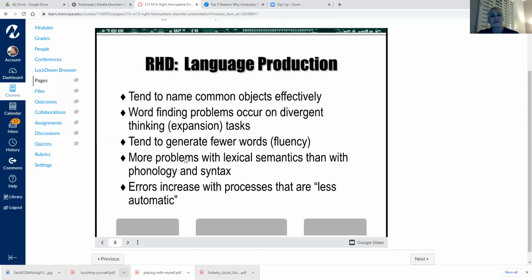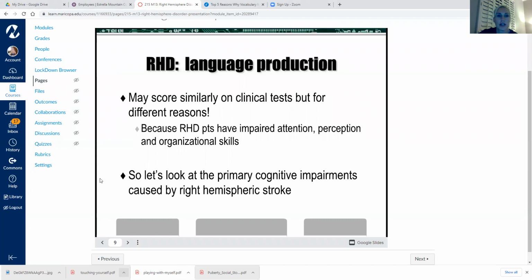And really, it won't be noticeable. Sometimes we'll notice it, but it's not as overt as maybe aphasia.